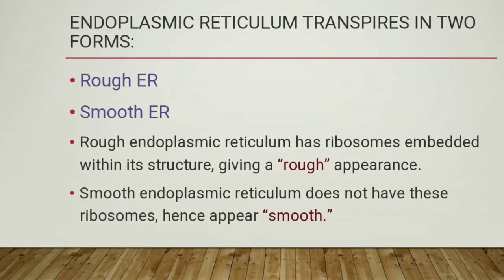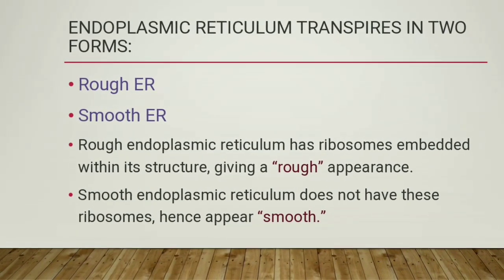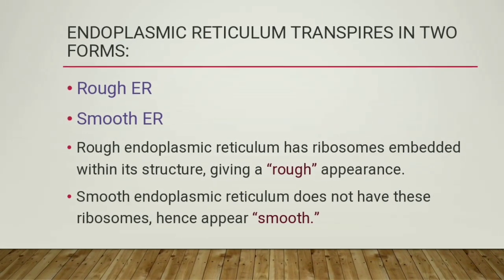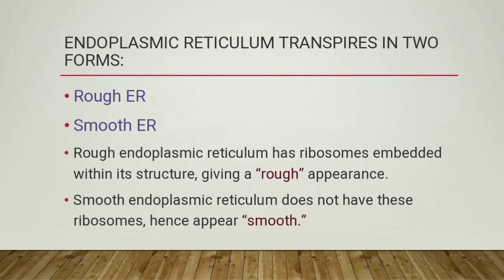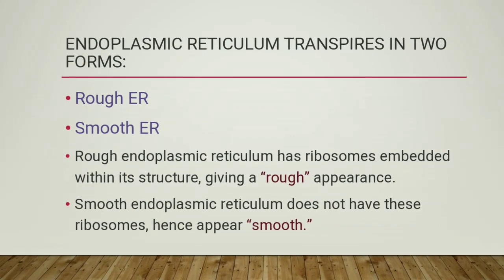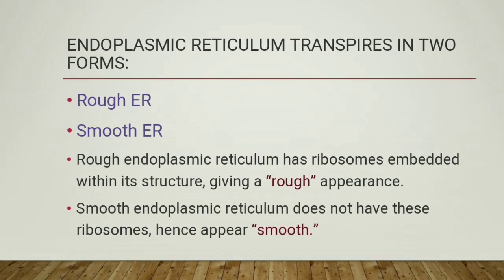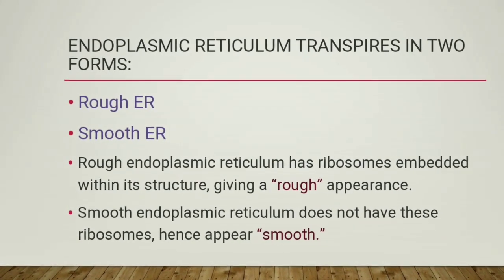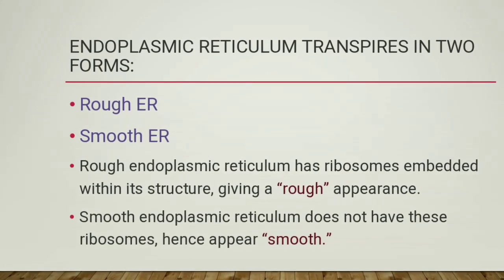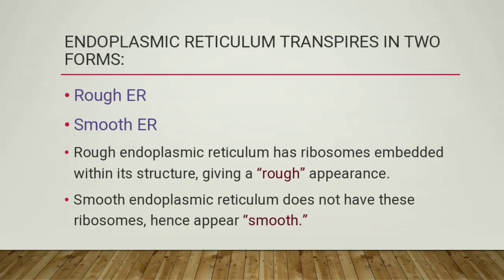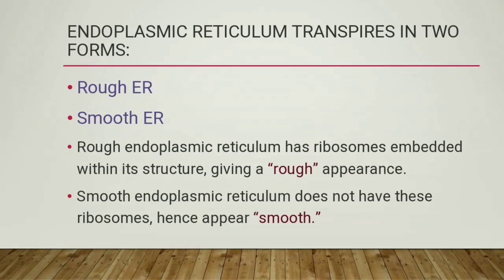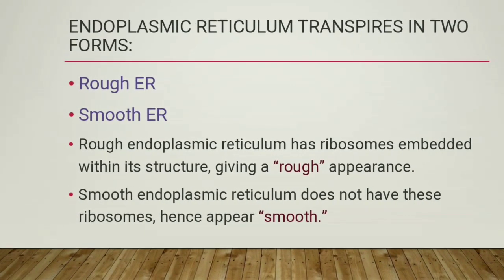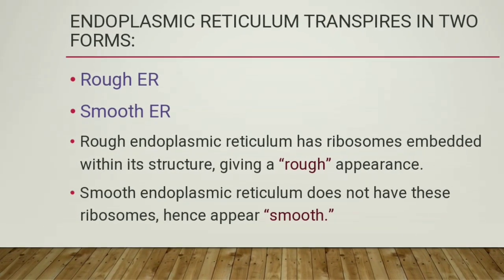Endoplasmic reticulum occurs in two forms: rough endoplasmic reticulum and smooth endoplasmic reticulum. Rough endoplasmic reticulum has ribosomes embedded within its structure and hence gives a rough appearance. So its name is rough endoplasmic reticulum. Smooth endoplasmic reticulum does not have these ribosomes, hence appears smooth, so it is named smooth endoplasmic reticulum.